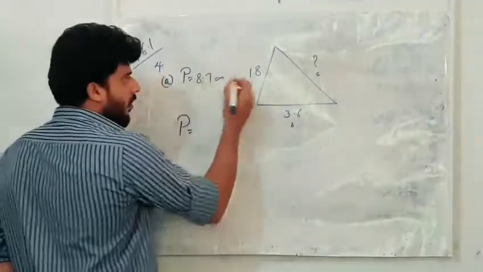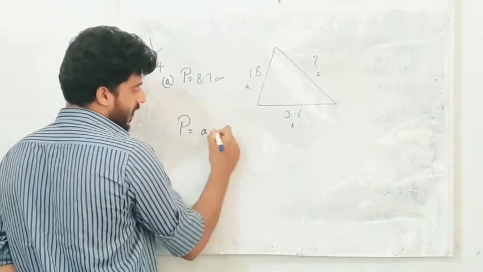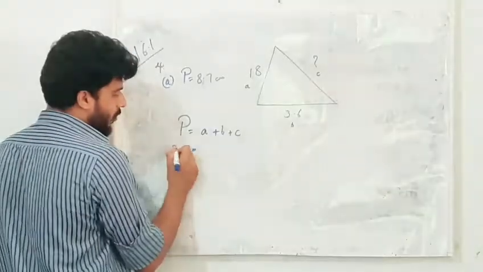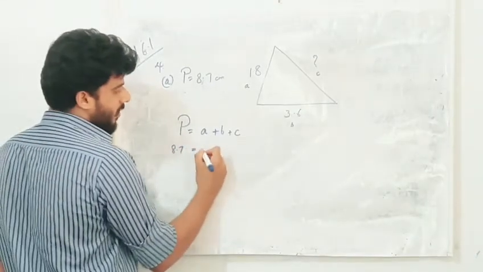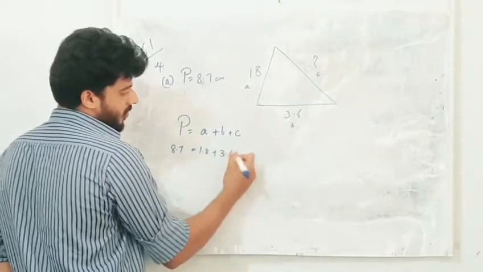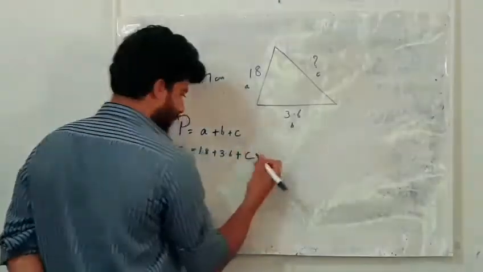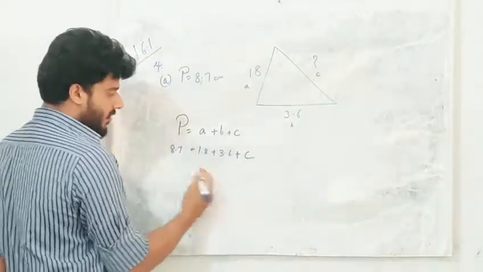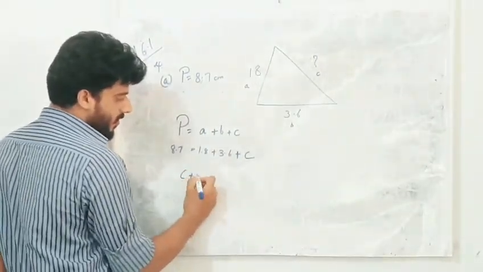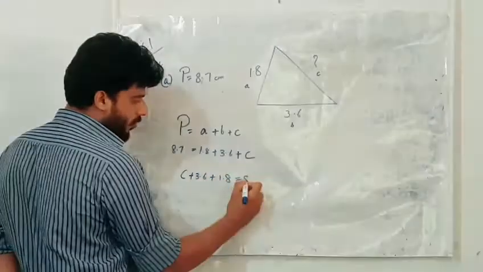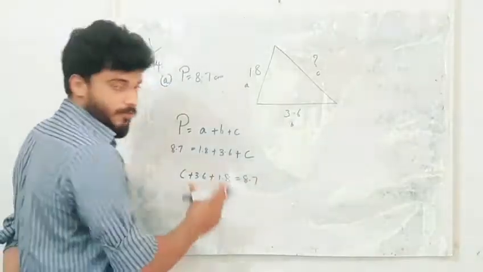So the three sides are A plus B plus C. The perimeter given is equal to 8.7, and A is given as 1.8, plus B is given as 3.6, plus C. This is the side we need to find. So I am reversing the equation: C plus 3.6 plus 1.8 is equal to 8.7. This is our form of the equation.